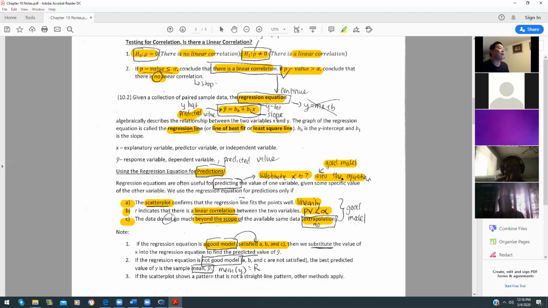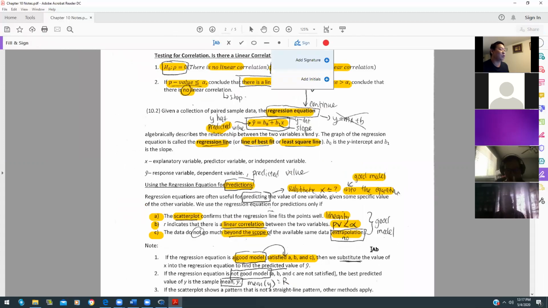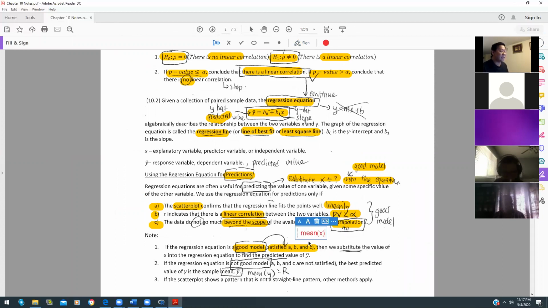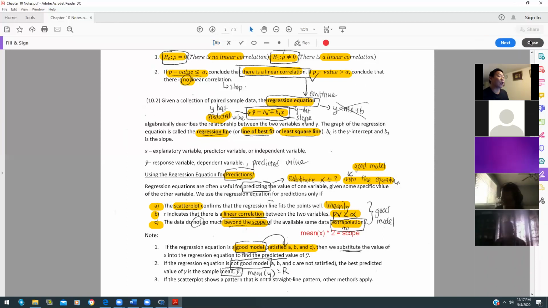So how do you figure out if you have an extrapolation or not? It's very easy. You find the mean x first, and then you multiply that by 2. So that is the scope that you can have. If what you are predicting goes beyond that mean x times 2, we call it extrapolation. You will see some examples, I will show them to you. Okay. So if you fulfill all these 3, then we call this a good model.